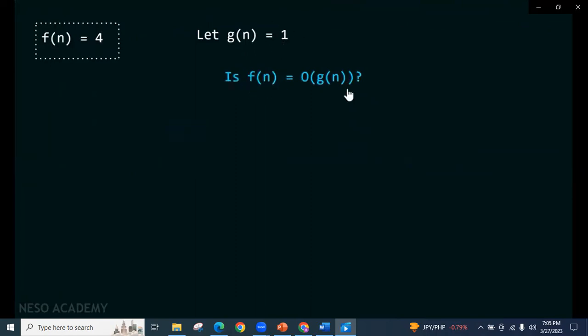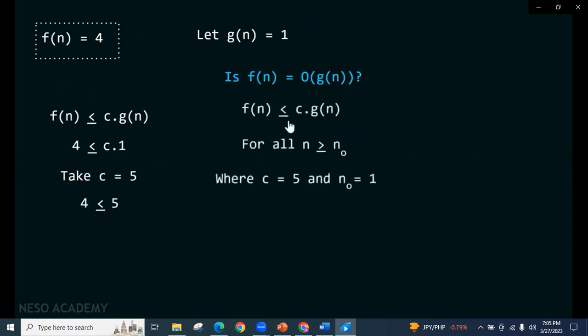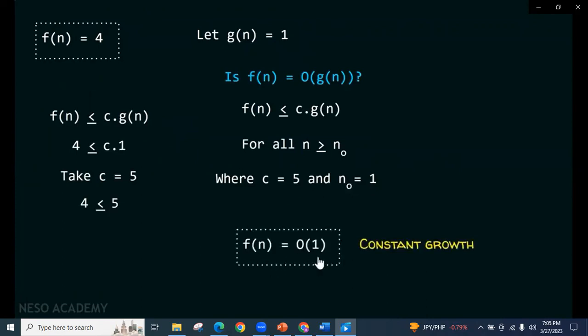Is Fn is equals to big O of Gn? Fn must be less than or equal to c dot Gn. For this purpose, we'll plug in the values of Fn and Gn. We got this 4 less than or equal to c dot 1. Let's take c equals to 5. This will be 4 less than or equal to 5. So Fn is less than or equal to c dot Gn for all n greater than or equal to n naught, where c is equal to 5 and n naught is equals to 1. Then definitely we can say that Fn is big O of 1.